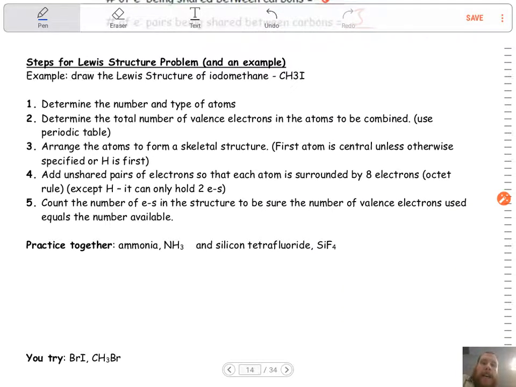Really, what you're going to have to be able to do is draw the structures, and there's a lot of different rules. It's a process. It's going to take practice. So if you have questions, ask me in person. Pause the video. Ask those questions as you come up with them.